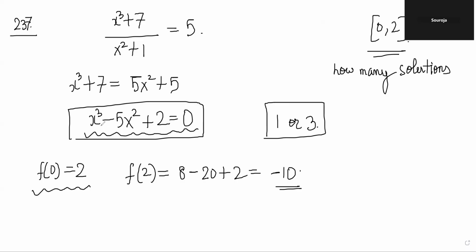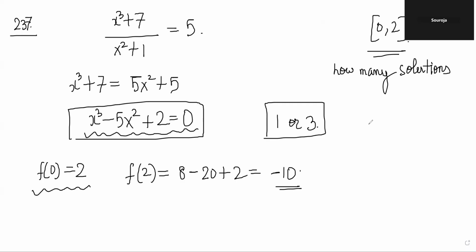Let me just think for a moment. 3 cube, 5, no. It is not obvious. There is a root between 0 and 2, but we don't know how to guess it, right? If we were able to guess a root, then we could have factorized this. Then it would be easy.